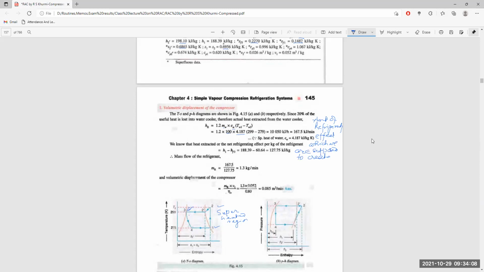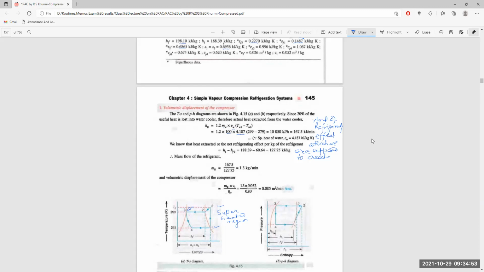Now, we know the heat extracted, or the net refrigeration per kg of the refrigerant, will be H1 minus HF3. Although it is not shown in the figure, we assume that H1 is equal to H. During expansion some heat transfer takes place, but it is a constant enthalpy process. No heat content is rising or reducing. Although some heat is lost during expansion, that loss is negligible, so we conclude that this is more or less a constant enthalpy process.